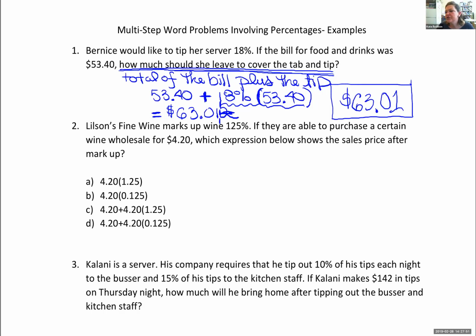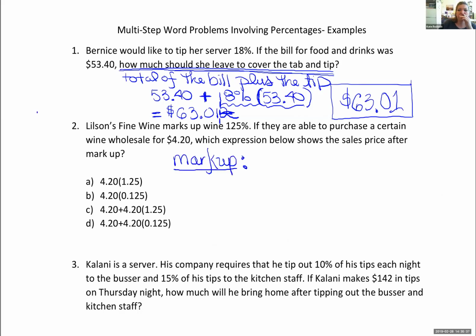Now, number 2 shouldn't stress us out so much now that we've been looking at it this way, because number 2 is usually one of those problems that really messes with students' heads. So let's look at number 2. It says Lilson's Fine Wine marks up wine 125%. If they are able to purchase a certain wine wholesale for $4.20, which expression below shows the sales price after markup? Okay, so we first need to know, to do this problem, what a markup is.